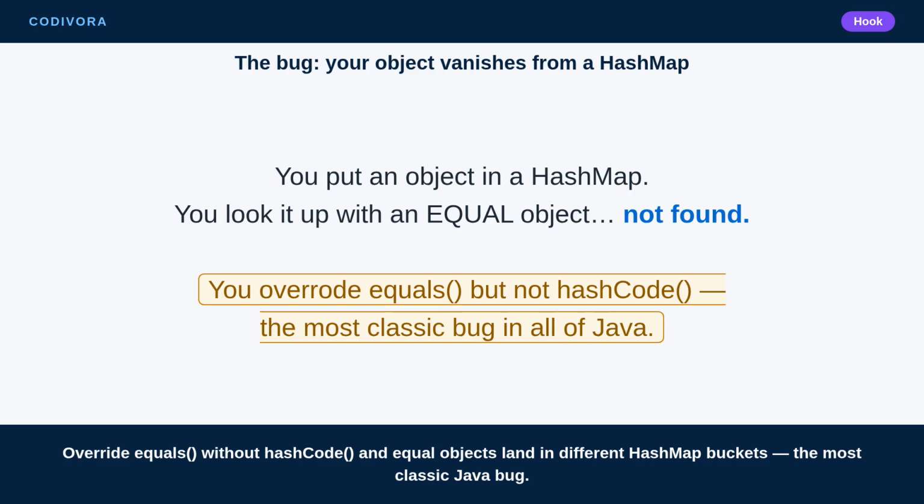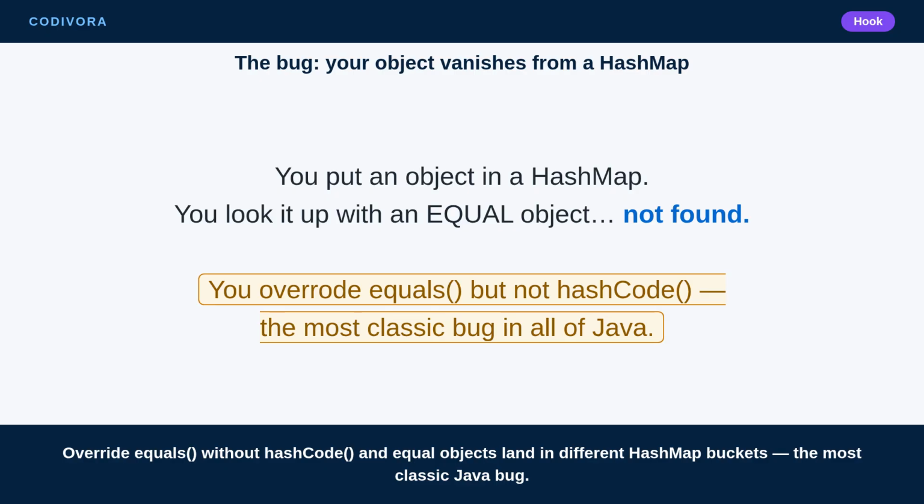Let's cover equals and hashCode, plus Comparable and Comparator, the contracts that quietly power every collection. The bug that motivates it all: you put an object in a hash map, then look it up with an equal object, and it's not found. Your object effectively vanished. Cause: you overrode equals, but not hashCode. It's the most classic bug in Java, and understanding why it happens is the whole interview.